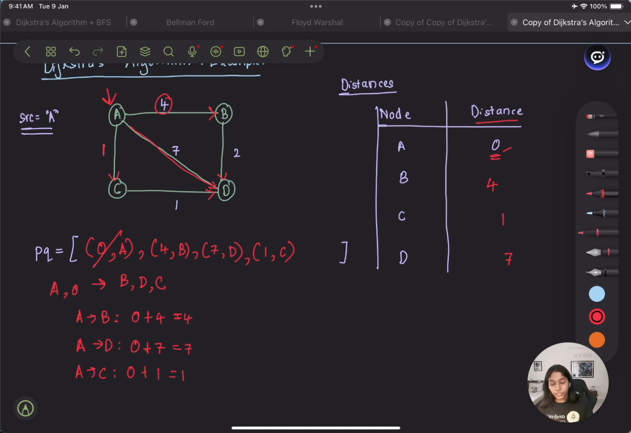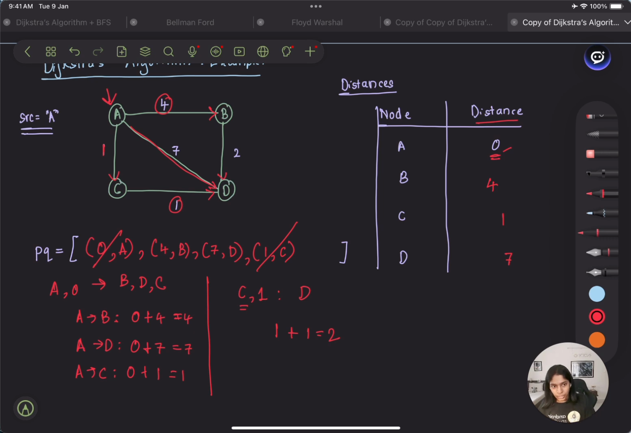Now, my priority queue is going to pop out the smallest value here, as in the nearest node. So it pops out C, which took a distance of 1 to reach C initially. And I look at the neighbor of C, which is D. So the distance it took to reach C itself was 1, and the distance for C to go to D is also 1. So 1 plus 1 is 2.